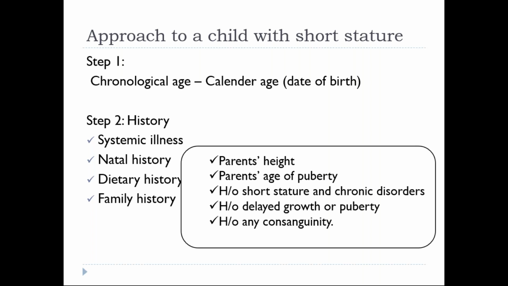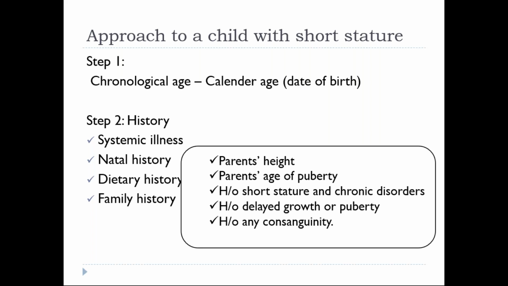So once you do that, you will also calculate the parent's height. You also inquire about the parent's age of puberty. You ask about history of short stature and chronic disease in the family. So celiac disease, all these autoimmune diseases, diabetes, all these run in the family. So maybe the child is short because the father is a patient of celiac disease. He also has the same genes. So he is also having celiac disease. Maybe he is not symptomatic by now, but yes, he has it.